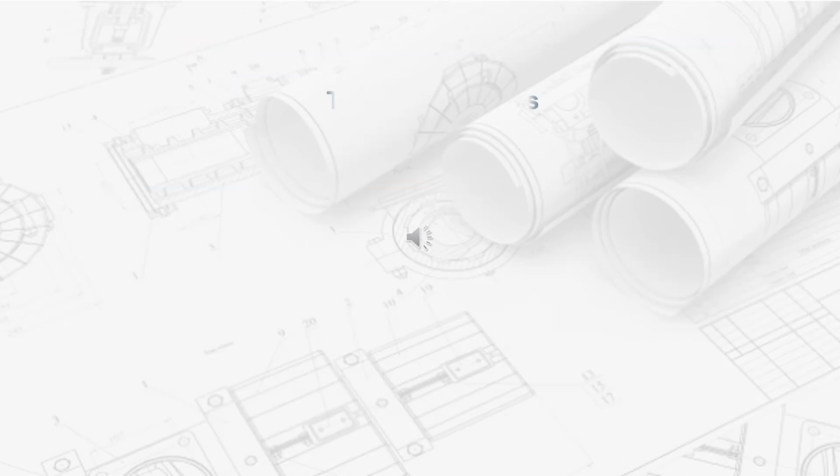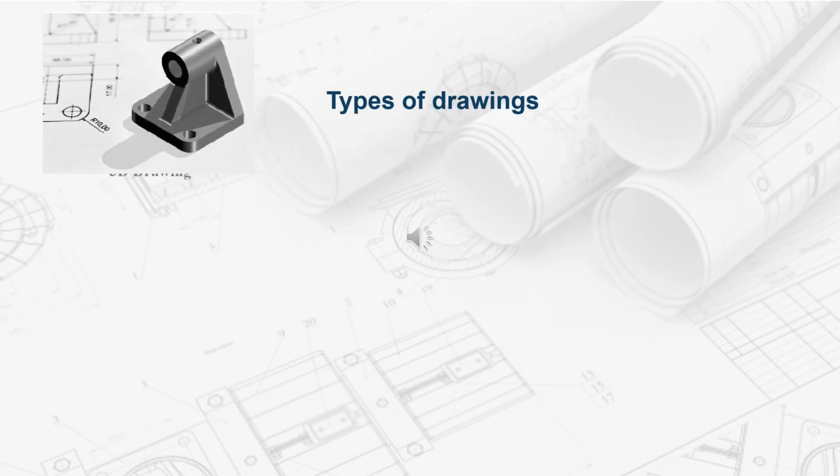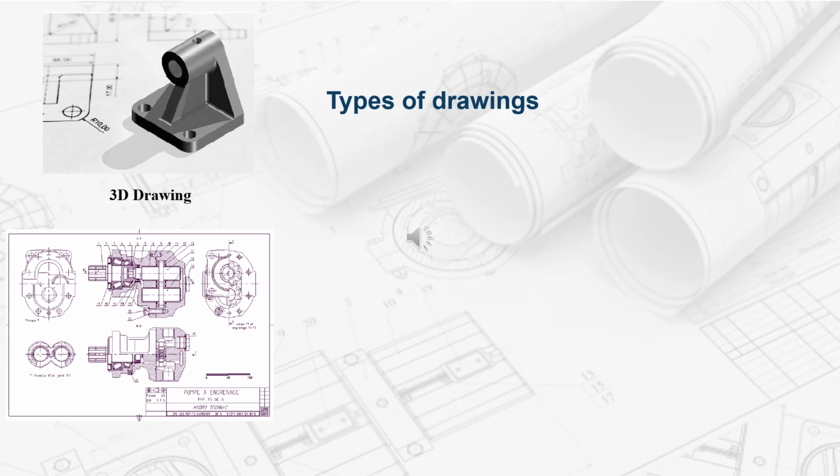Types of drawings. 3D drawing. It gives an overall view of the mechanism. It is produced using CAD. The assembly drawing. It represents an entire mechanism. It is made up of the assembly of several parts and allows an understanding of the role of each element.